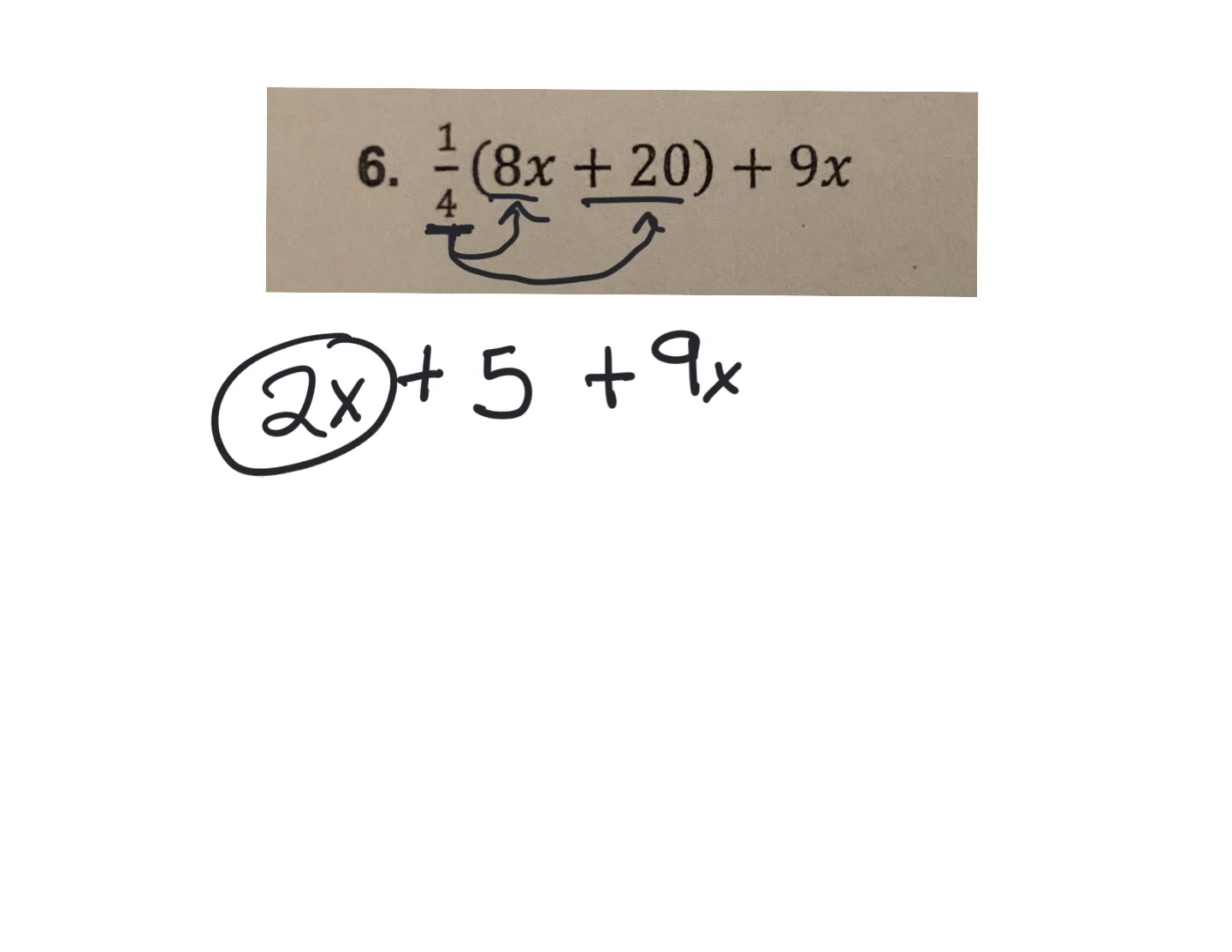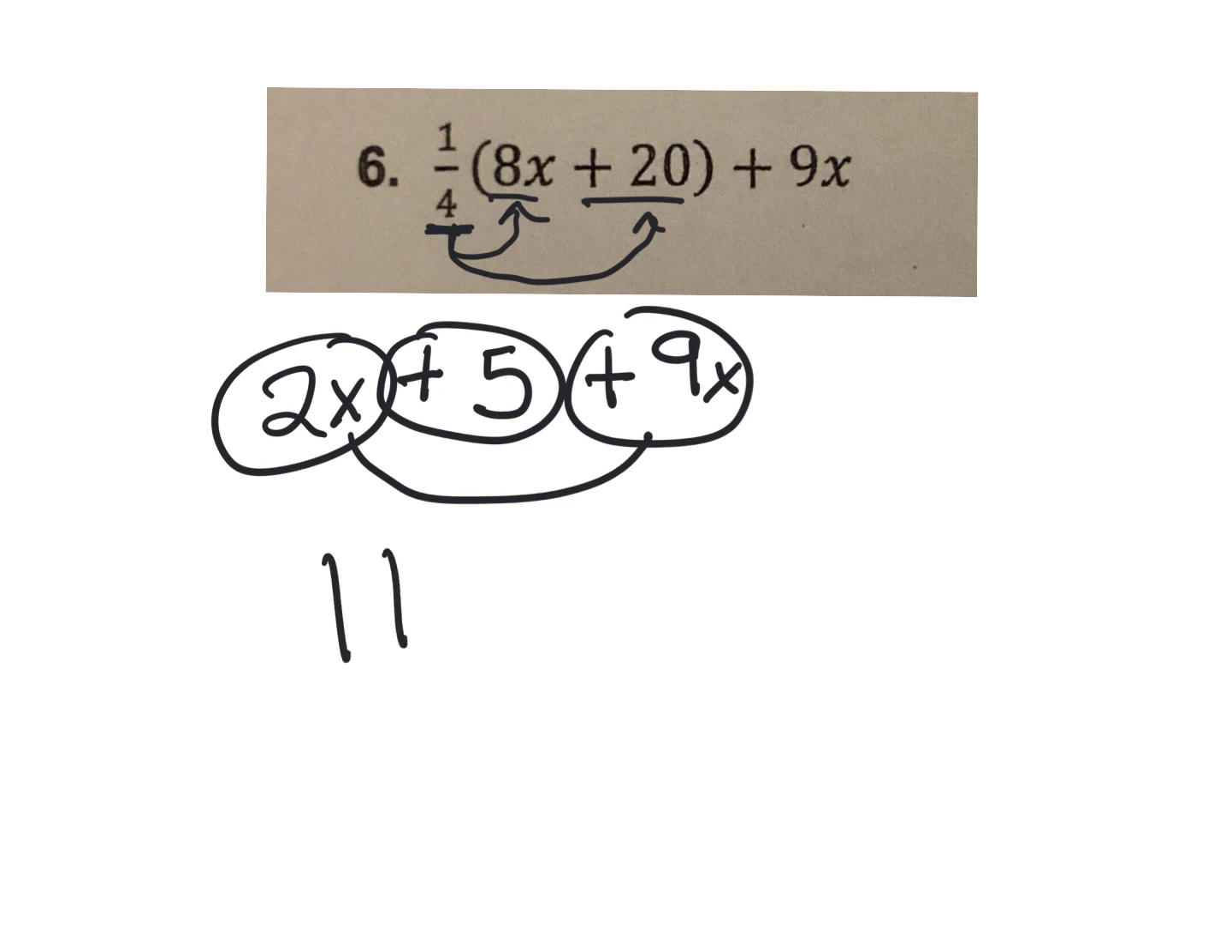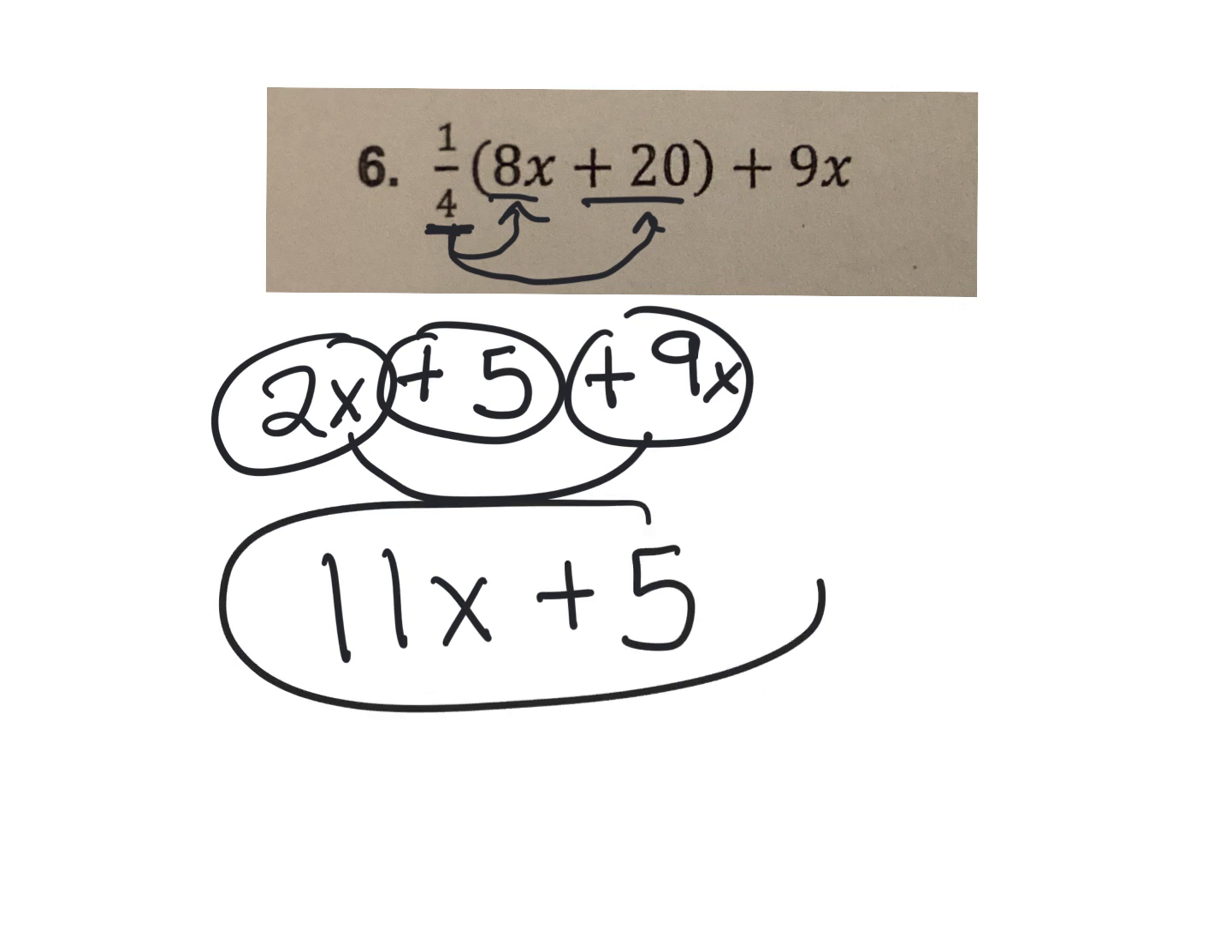Then I have just 3 terms here. And the only like terms are these two. So I put those together. 11x plus 5 is as simple as I get.